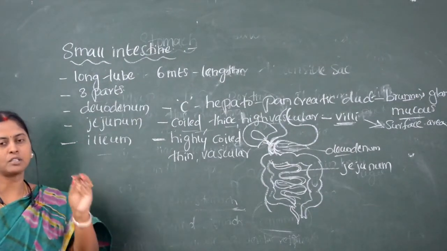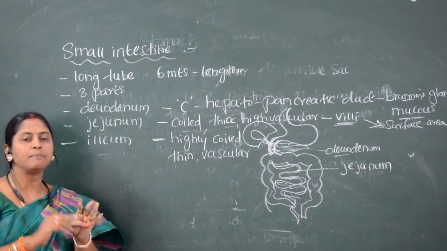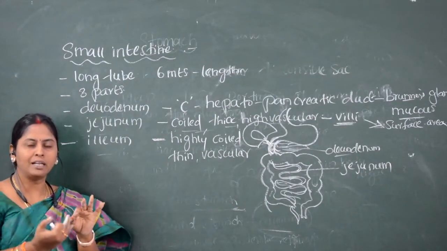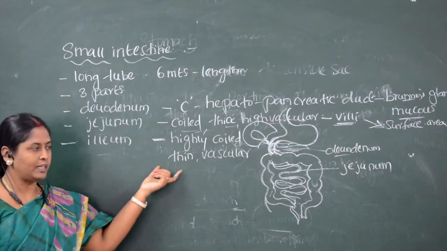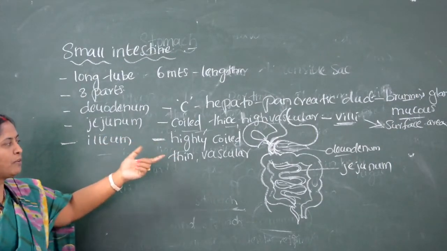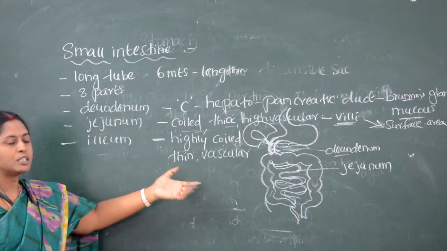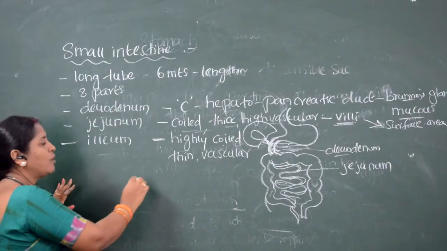So the main function of the small intestine is complete digestion, and also absorption of food materials occurs in the small intestine, with the help of microscopic villi. So that is the main function of a small intestine. Now the parts of the small intestine.